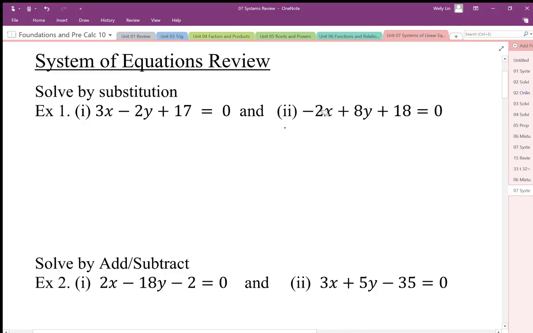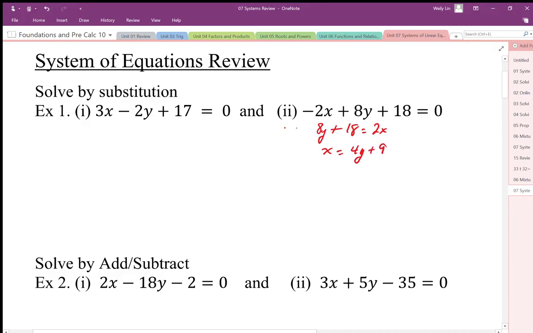x without a fraction. Now, a fraction doesn't mean that you can't do it, it just makes it a little bit more difficult. So we want to maybe try to avoid the fraction values here. So I'm going to end up solving for x. So I'm going to get 8y plus 18 equals 2x. Solving for x, I get x equals 4y plus 9.